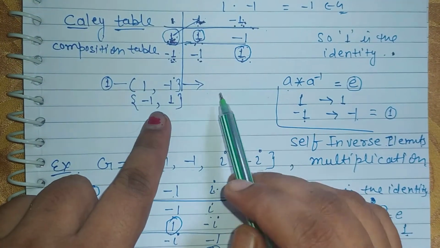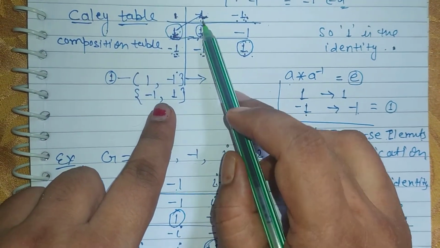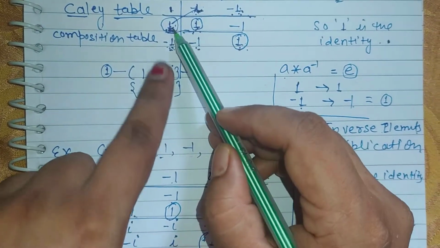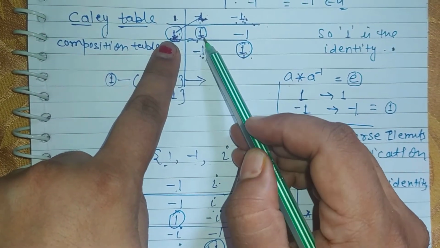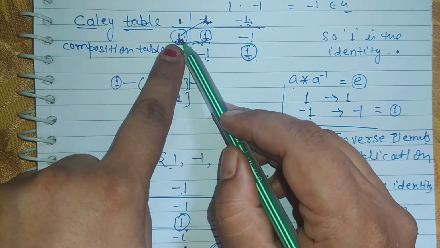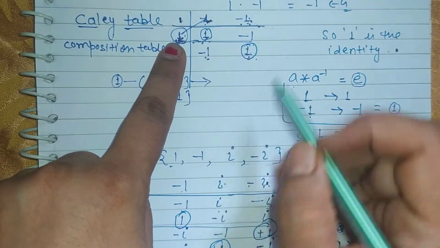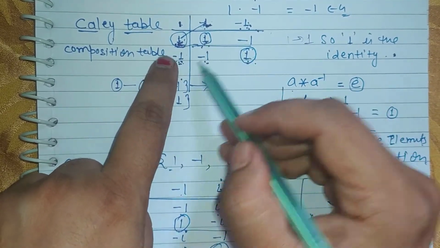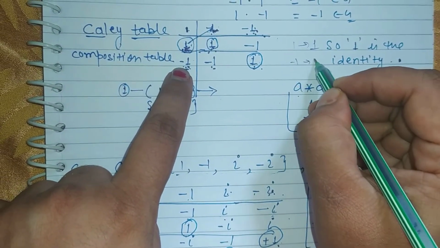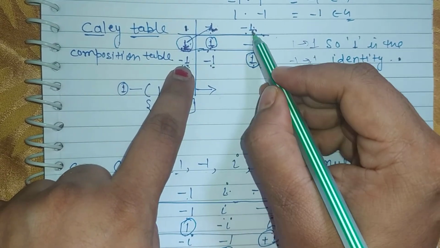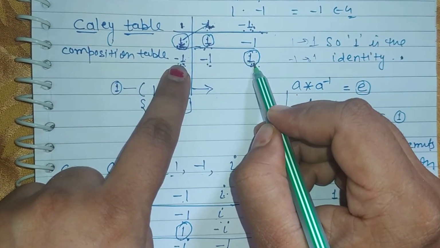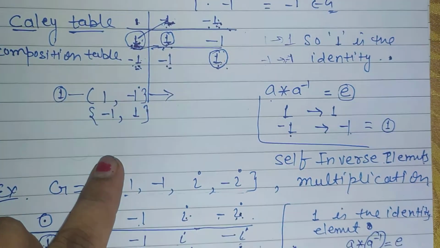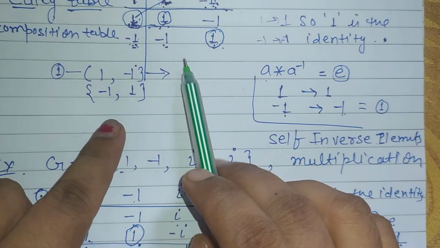And how can we find the inverse of this 1 and minus 1? So we have already circled this 1. So when we operate 1 with 1, it gives 1. So the identity is 1, and the inverse of 1 is 1, and the inverse of minus 1 is, when minus 1 and minus 1 are operated, it gives 1. So the inverse of minus 1 is minus 1. So this is our Cayley table.